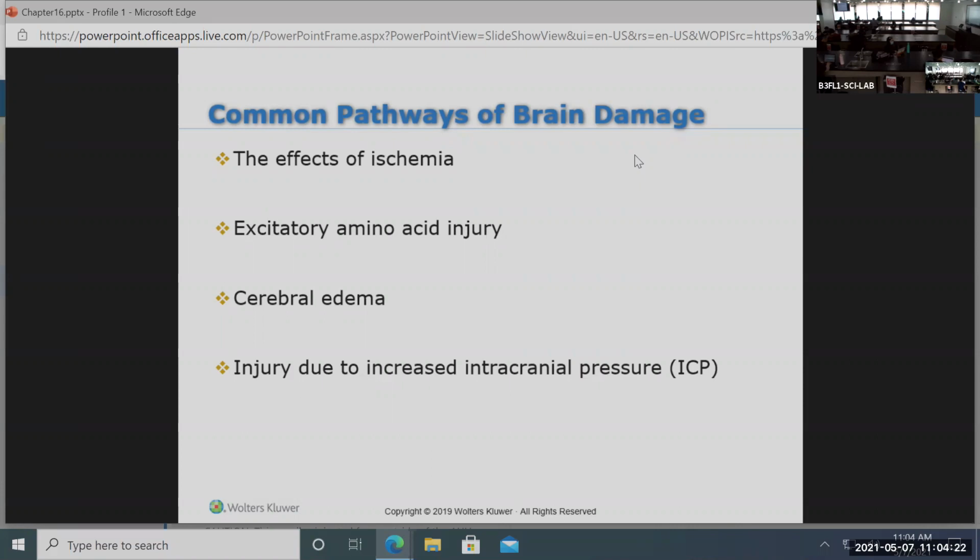Glutamate. Glutamate. It is in the textbook also. Okay. Now, next is cerebral edema. That's very important, cerebral edema.